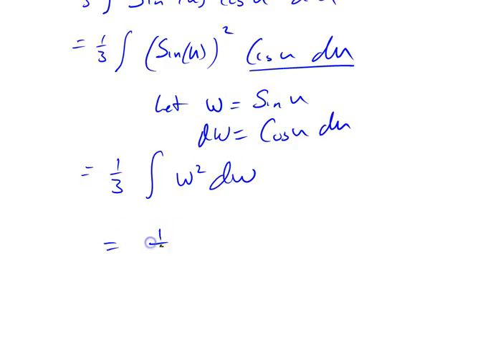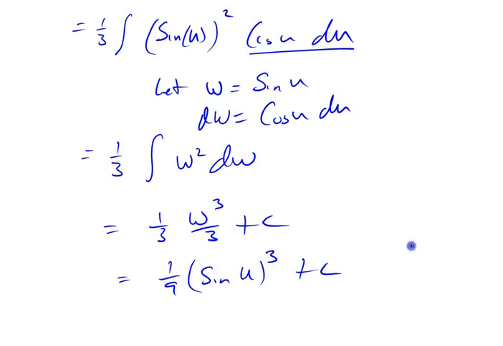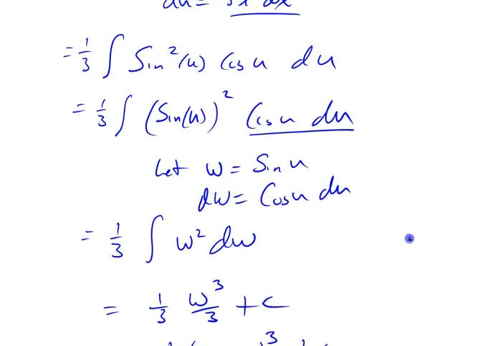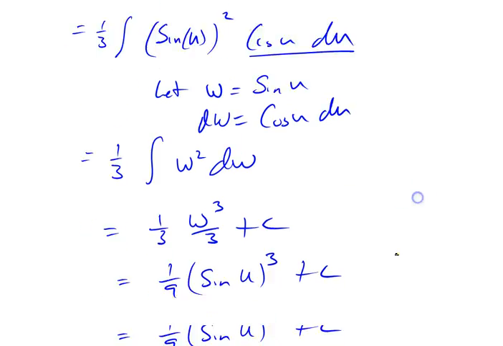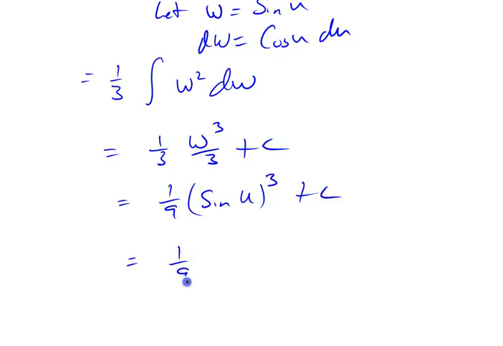Okay. So anyway, now I'm here, just the integral of w squared. Well, I can handle that. I've got a 1/3 out in front. I'm going to have w cubed over 3 plus a constant. w then is sine u, so this is 1/9 times the sine of u cubed plus c. And then what was u? U is x cubed, so coming back down here, I've got 1/9 times the sine cubed of x cubed plus c.